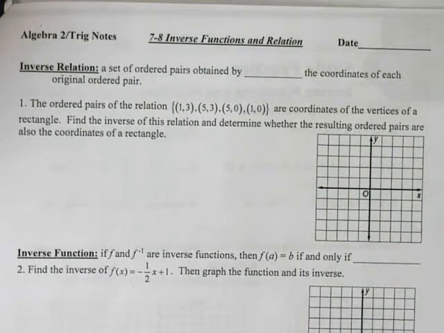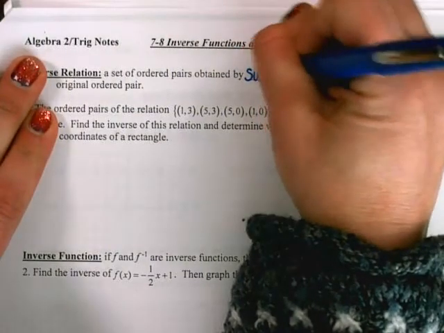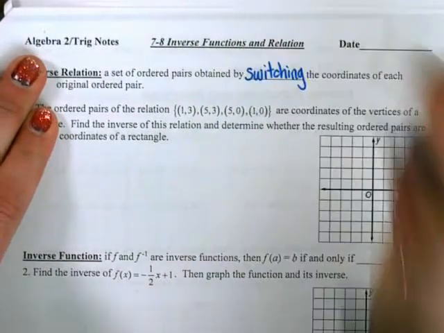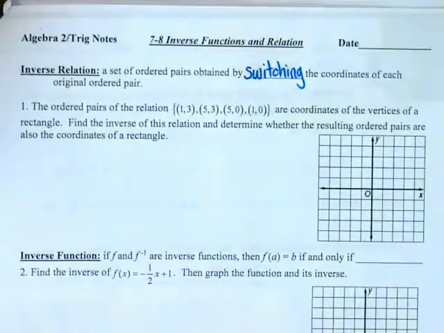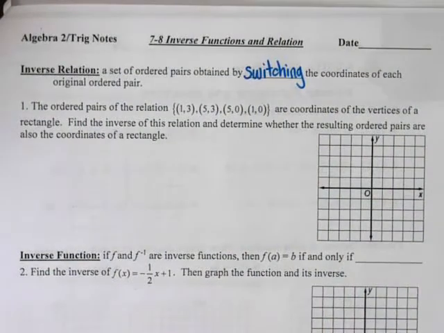Okay, 7-8 says inverse functions and relations. Remember, a relation is just a set of ordered pairs. So an inverse relation is a set of ordered pairs obtained by switching the coordinates of each original ordered pair. So if it was an x, it's now a y. If it's a y, it's now an x. We just flip-flop it.